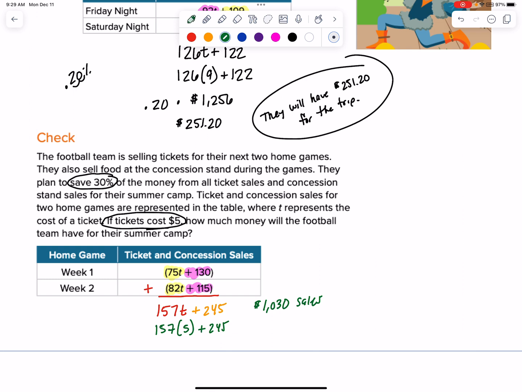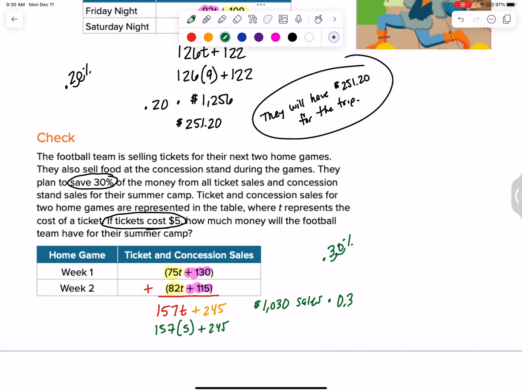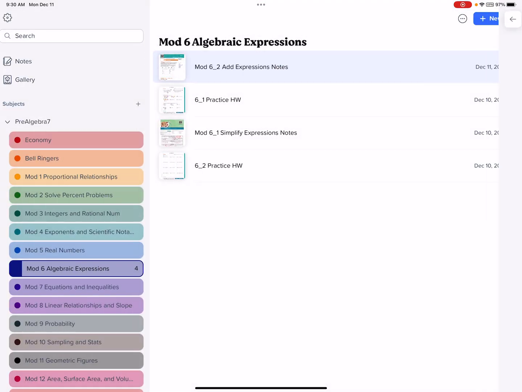Remember, they're going to take 30% of that. So times 30%, which is 0.3, and that'll tell us how much they're saving. So times 0.3, and we have $309. So how much money will the football team have for their summer camp? They will have $309 for camp. Okay, and there you go.